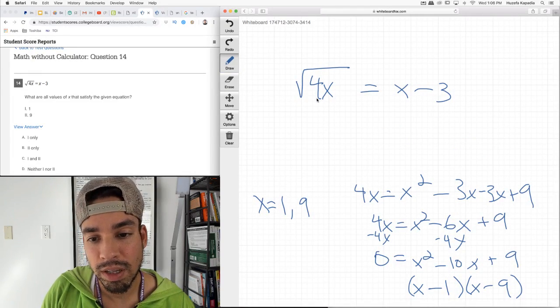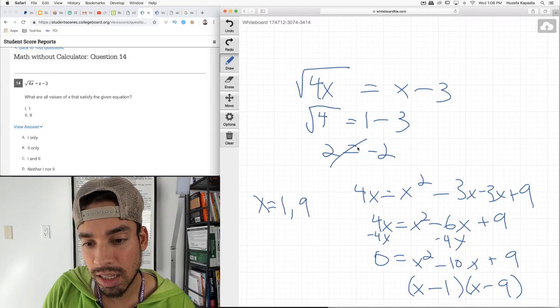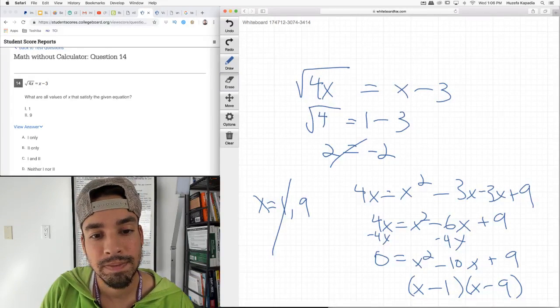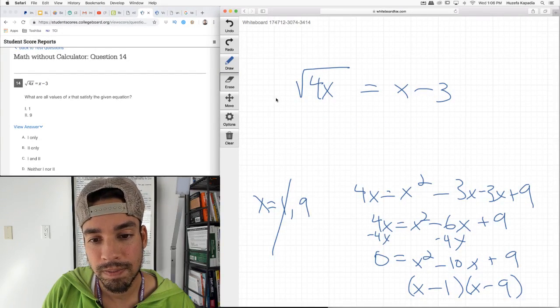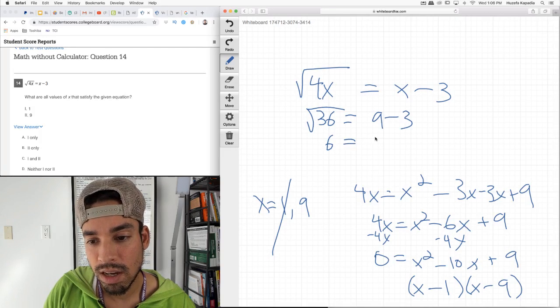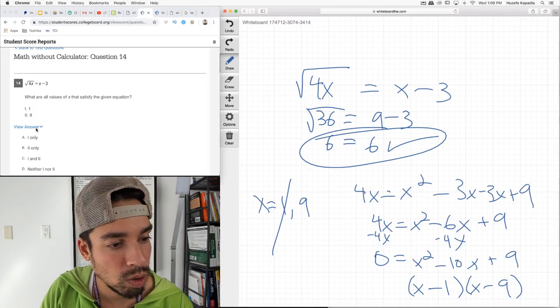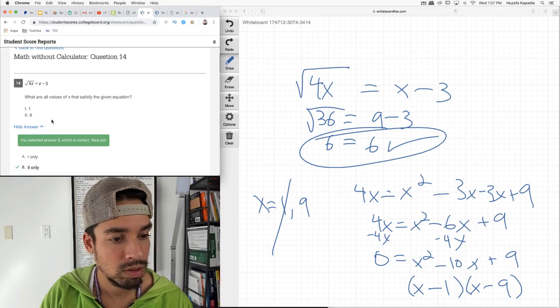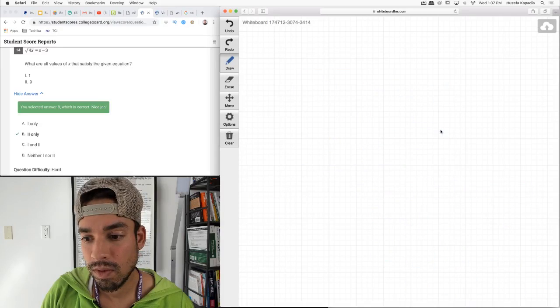So first, if I plug in 1, I get 4 times 1, which is 4, equals 1 minus 3. Square root of 4 is 2. This side is negative 2. 1 is out. Now let's plug in 9 and see if that works. 9 times 4 is 36, equals 9 minus 3. Square root of 36 is 6. 9 minus 3 is 6. Boom. So 9 works. So it's 2 only, which is B. Perfect. Next.